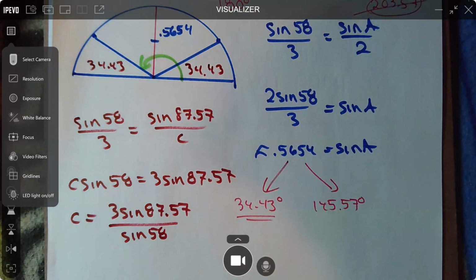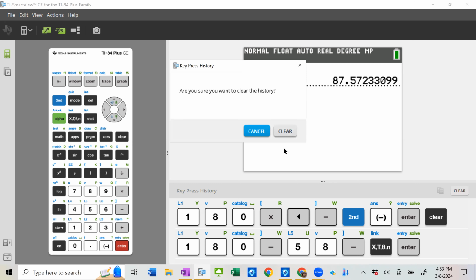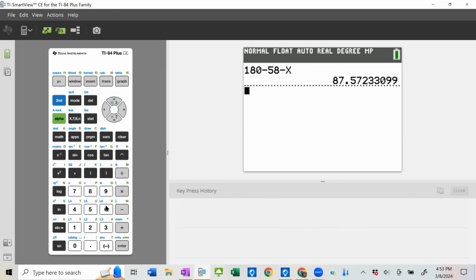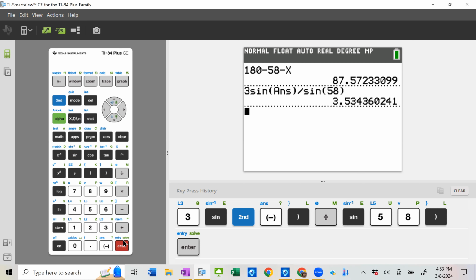Let's calculate that, and then we should be done. I will note that I've got that 87.57 degree angle here already. So when I'm ready for it, I'll just take the sine of the previous answer. It's going to look like this: 3 sine of my previous answer, close it off with the right parenthesis and divide by sine of 58. And bam, there you go. 3.53.